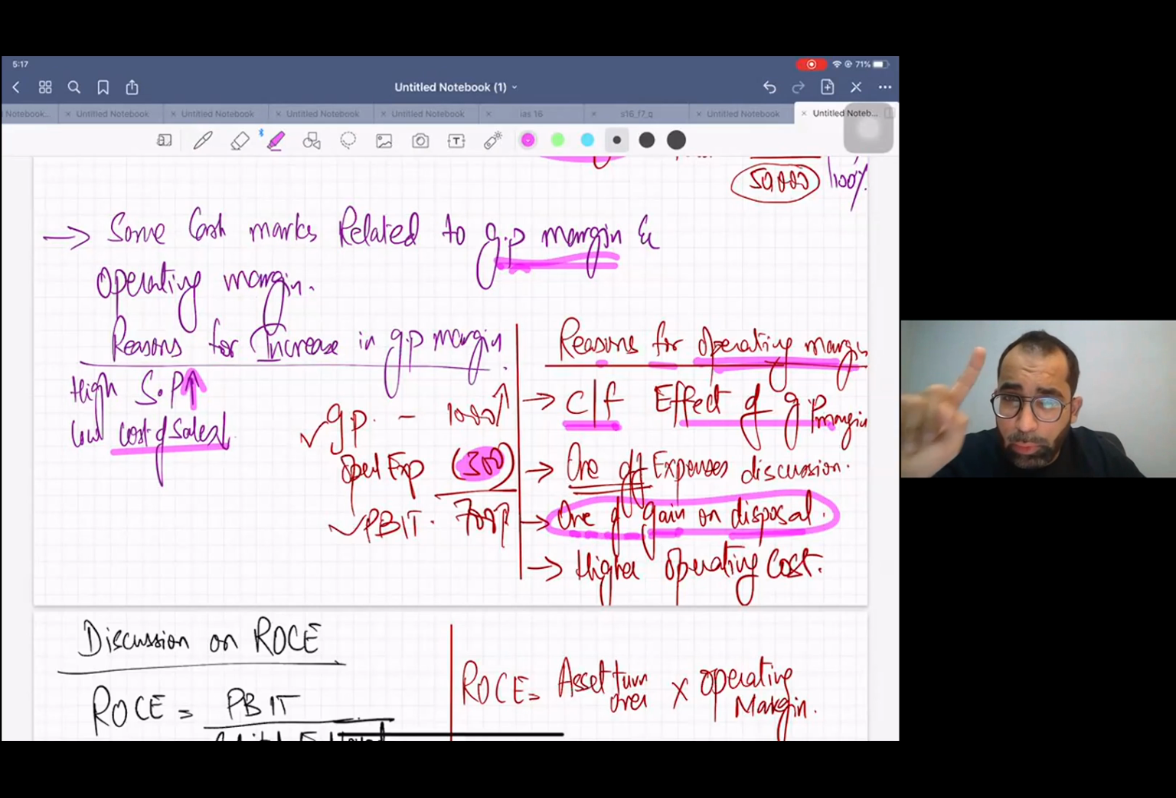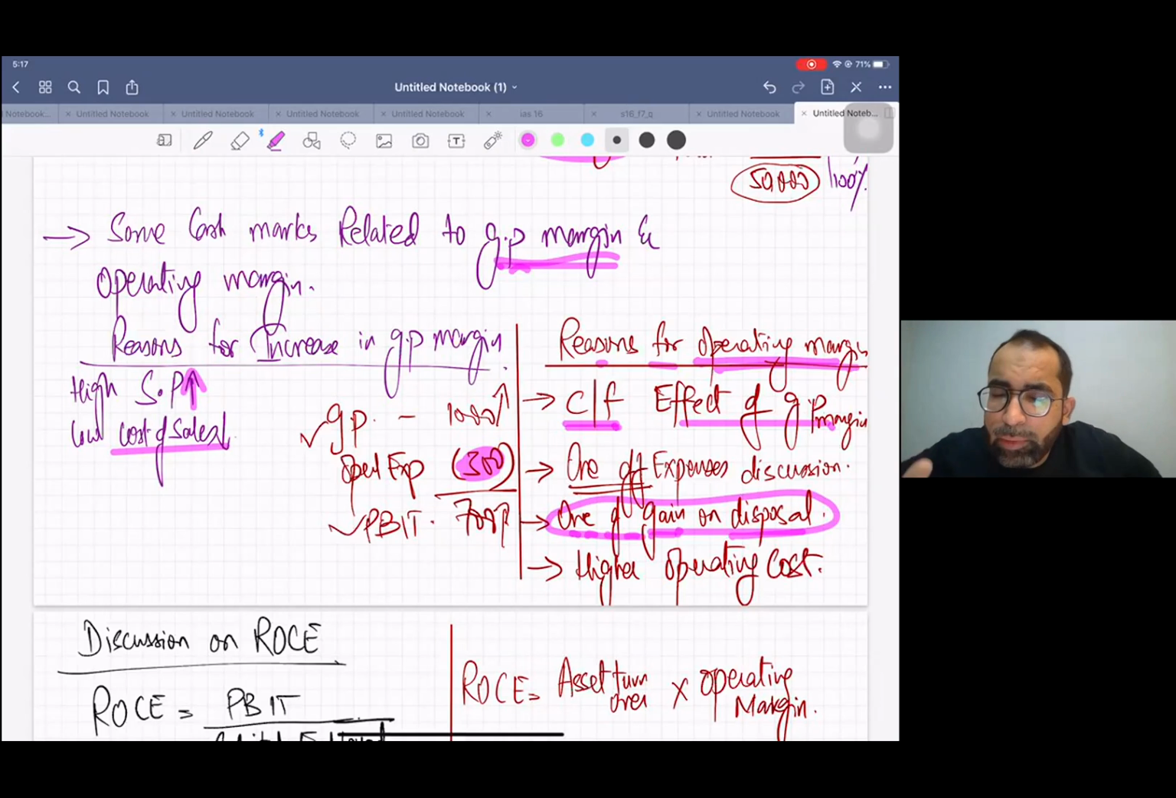And do listen to one thing very carefully. In your F7 paper, this is your good luck, that the examiner repeats things after years. If you see final account adjustment, consolidation adjustment, you will find similar adjustments. Many times they give similar adjustments, so that's an opportunity that you can clear. So this is also one of gain on disposal.